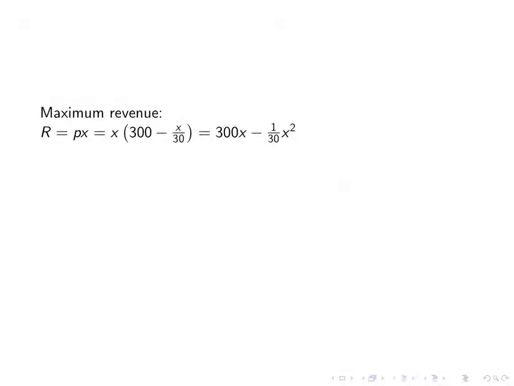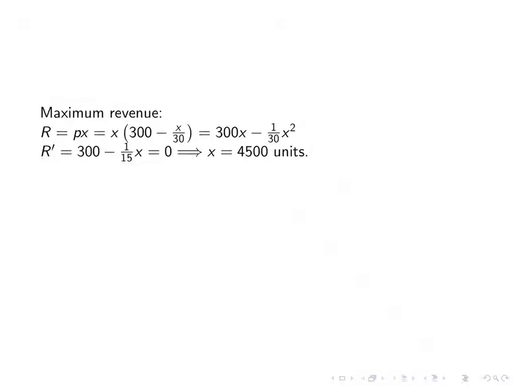So the first question is this, well, let's maximize the revenue. R is Px as usual, so that's x times, and then P was given to be 300 minus x over 30, so the product here is the revenue function. Multiplying out gives me 300x minus 1/30 x squared. Now we want to find the maximum, which is the vertex of that parabola.